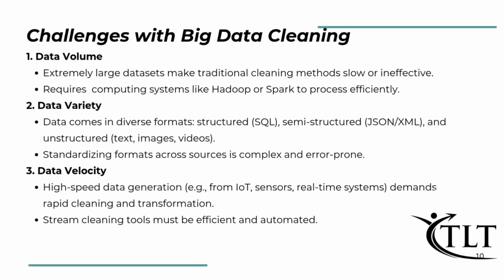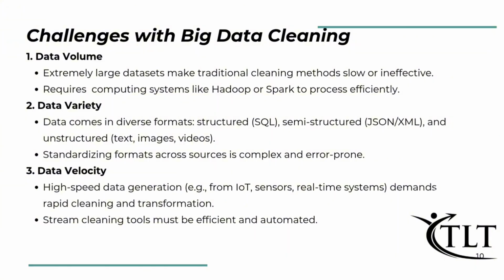The second is data variety. So big data comes from multiple sources and different formats such as structured, semi-structured, and unstructured. And combining and cleaning these diverse data types could be challenging, especially when dealing with nested JSON logs, images, or sensor data within the same pipeline.